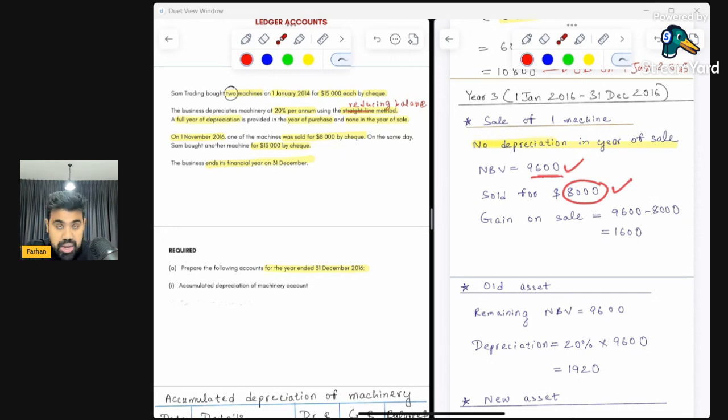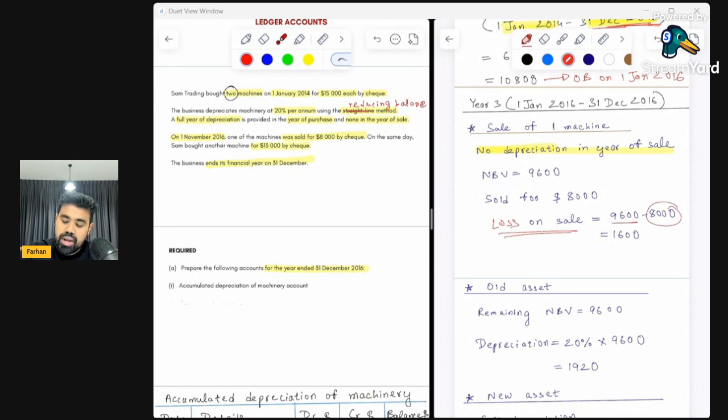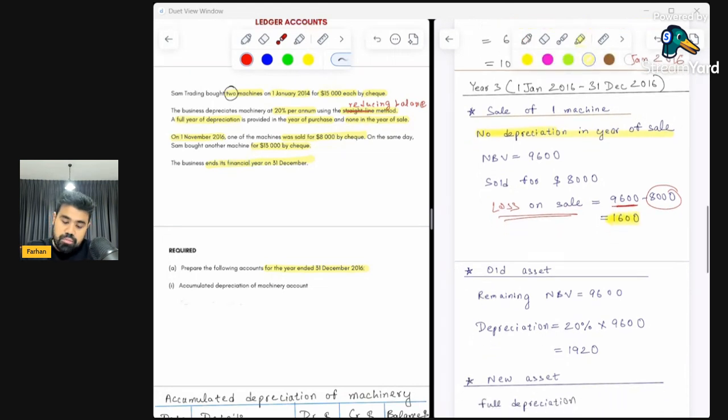What does this mean? The net book value basically refers to all the economic benefits available for consumption, which means the machine still had $9,600 worth of value left, but we end up selling it for less at $8,000, which means we made a loss. Okay, so this is not a gain as you can see here. So we made a loss on sale because we sold it for less than what it was actually worth. We sold it for $8,000 when the value remaining was actually $9,600, which means we have sold it for a $1,600 loss.